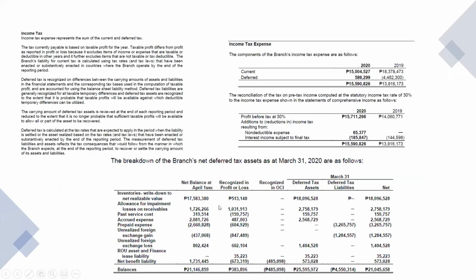And so, ito yung mga examples. Accounting policy as to income taxes. Yung current and deferred portion ng income tax expense. Yung reconciliation. Ito lang siya. Then yung breakdown ng net deferred tax assets.